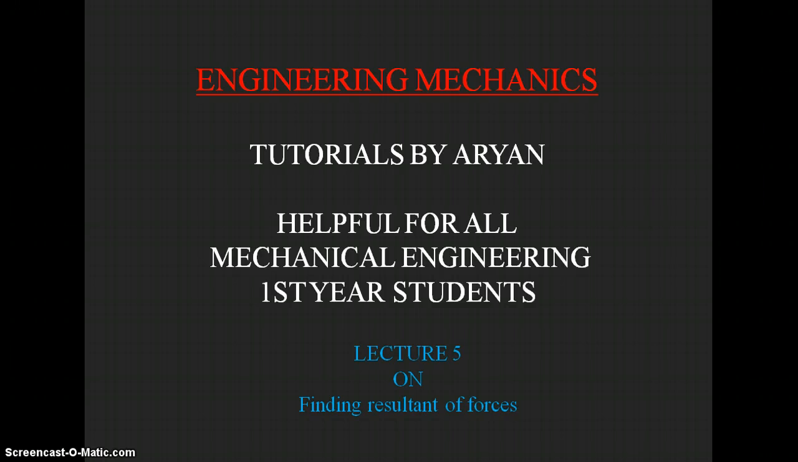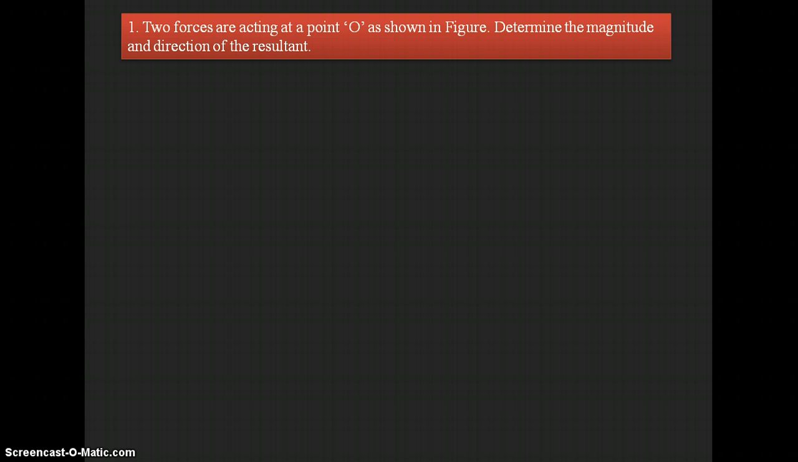So here we are going to discuss finding the resultant of a number of forces acting on a body. That means the resultant force will produce the same effect as the number of forces acting on a body. So here the problem is given like this: two forces are acting at a point O as shown in the figure. Determine the magnitude and direction of the resultant force. That means the two forces are acting at a point O. Assume that point O is one of the points on the body. So we need to determine the resultant force of the two forces acting on the body here.